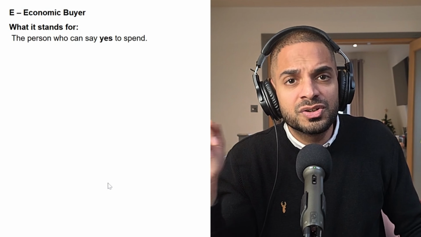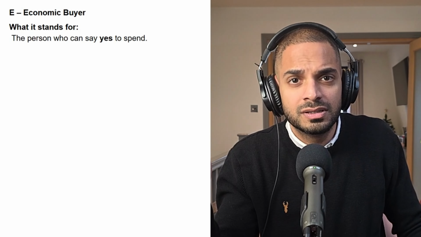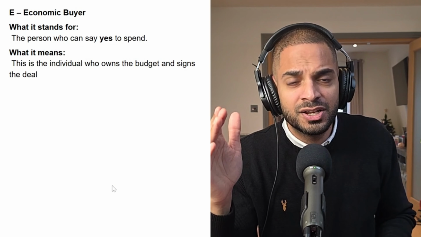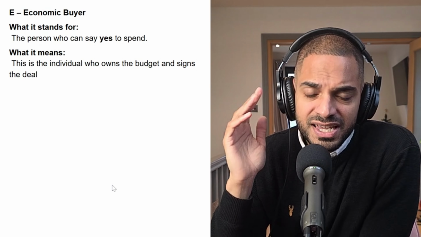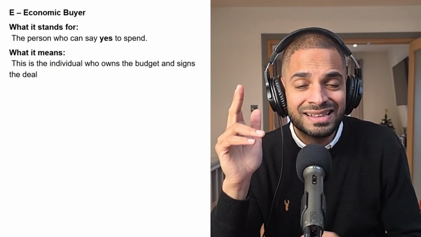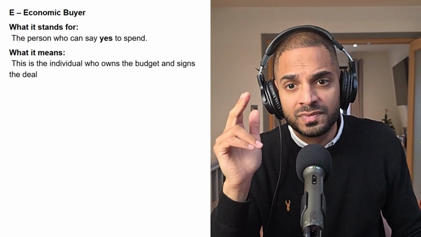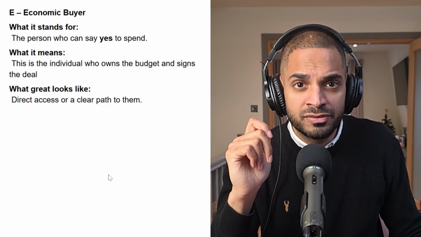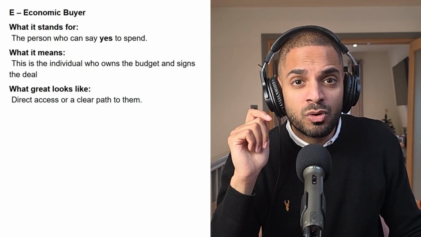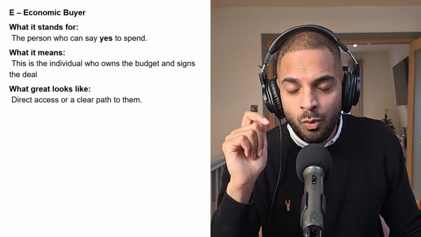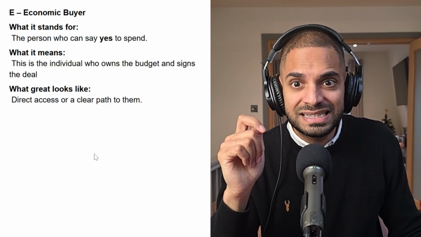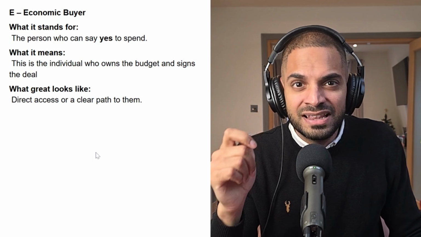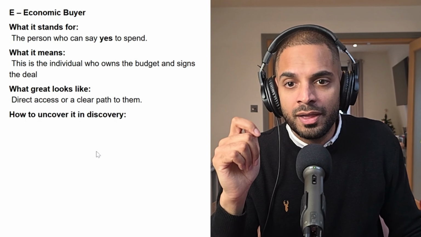E, economic buyer. What does that mean? The person who can say yes to spend. Yeah, exactly what it says on the tin. Who is the economic buyer? This is the individual who owns a budget and signs the deal. What does great look like? Direct access or a clear path to them. Now, we might not always have this, and we will cover this later on. What do we do if we don't have direct access to the end decision maker or buyer?